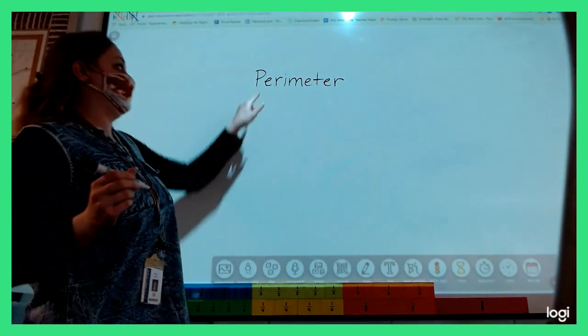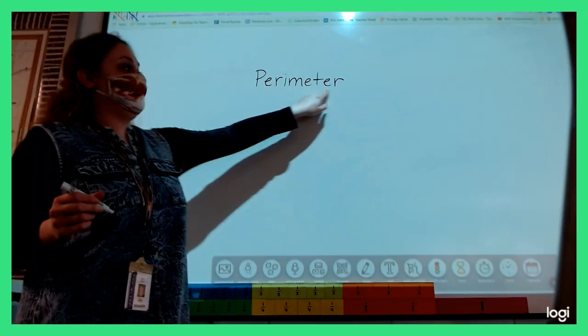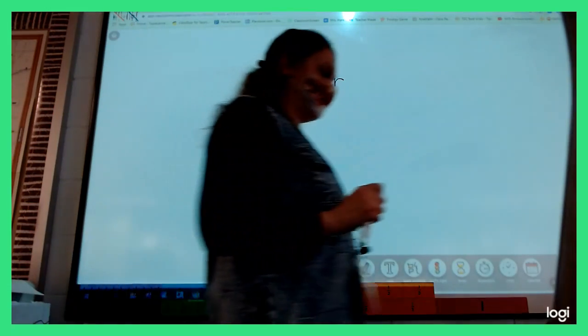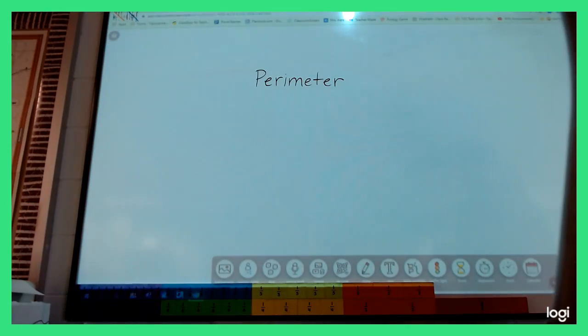Remember, it's spelled perimeter. Perimeter. Now here's a helpful tip.